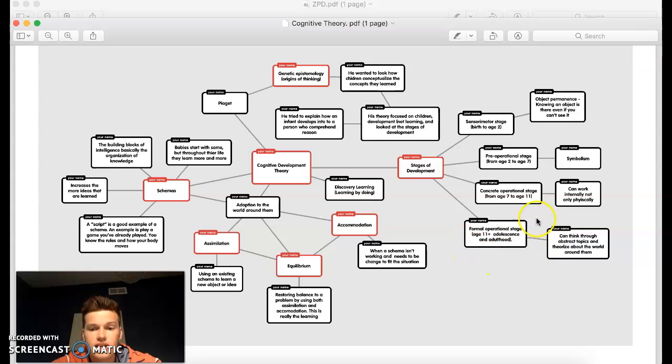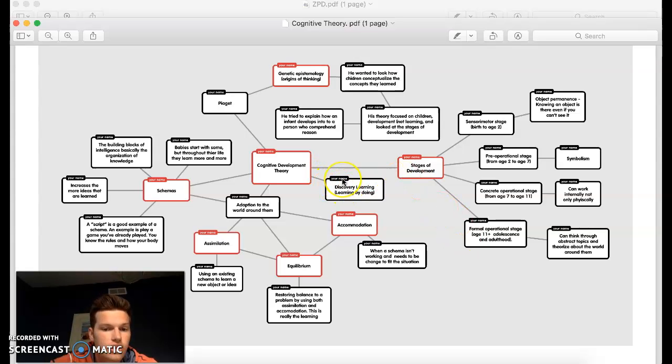So lastly is the formal operational stage, from ages 11 plus to adolescents and adults, so all of us, which is can think through abstract topics and theorize about the world around them. So this is truly critical thinking of the modern world by our standards, that people are able to think critically and reason based on what they currently know. And so this is how all of us think now, but this starts to happen after age 11.